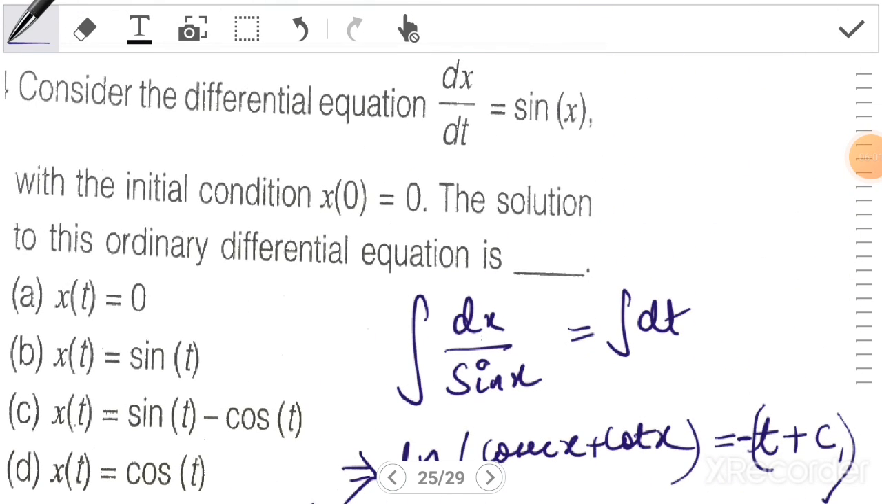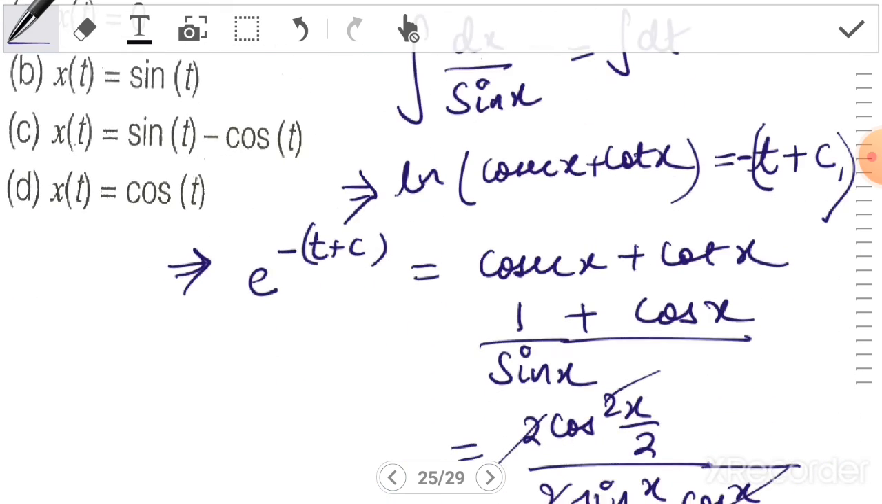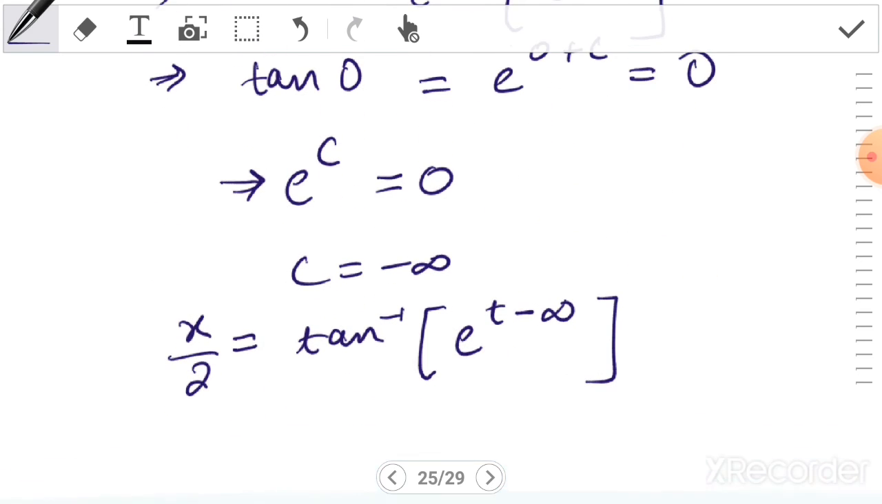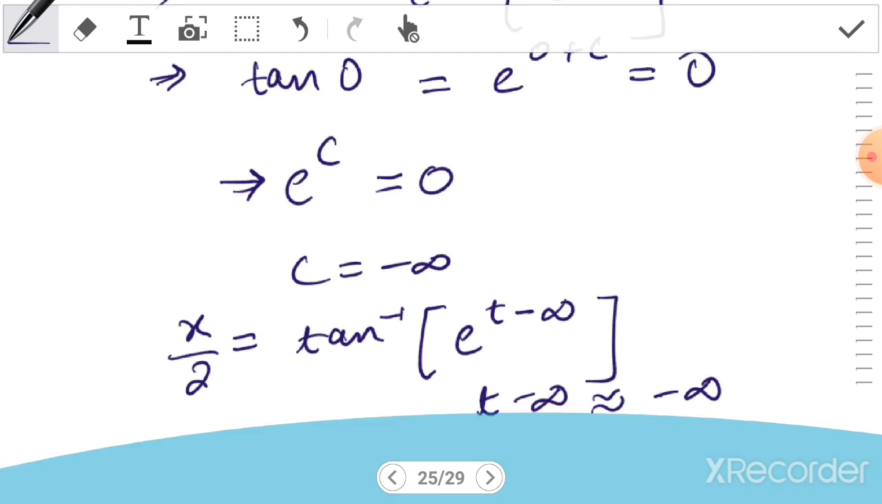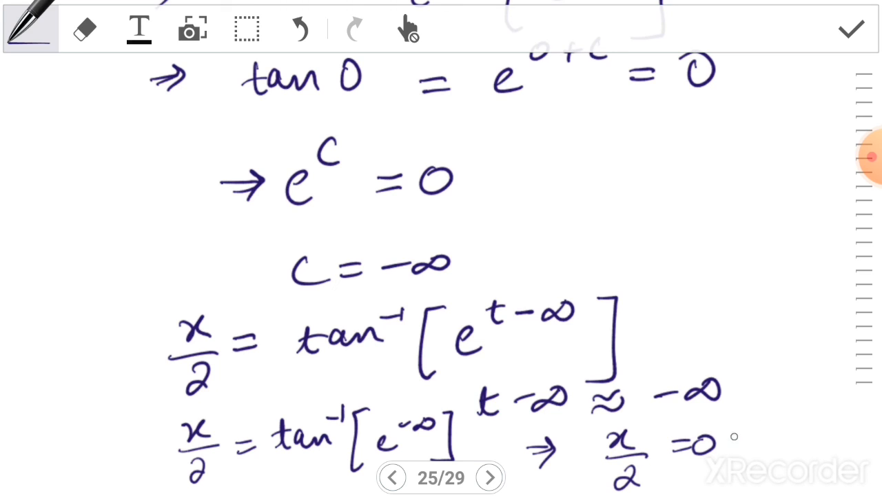And since t is greater than or equal to 0 and finite, t minus infinity can be approximated to minus infinite, and then we get x by 2 is equal to tan inverse e power minus infinite. Then x by 2 is equal to 0, that gives x of t is equal to 0.